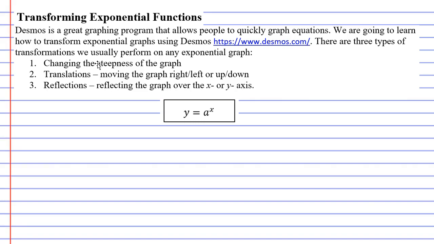In this video, we're going to look at three types of transformations that we can perform on any exponential graph. The first one being changing the steepness of the graph. Our second transformation is known as a translation. Translations are where you move your graph either to the left, the right, or up or down. Our third transformation is called a reflection. We're going to learn how to reflect a graph over either the x or the y-axis.